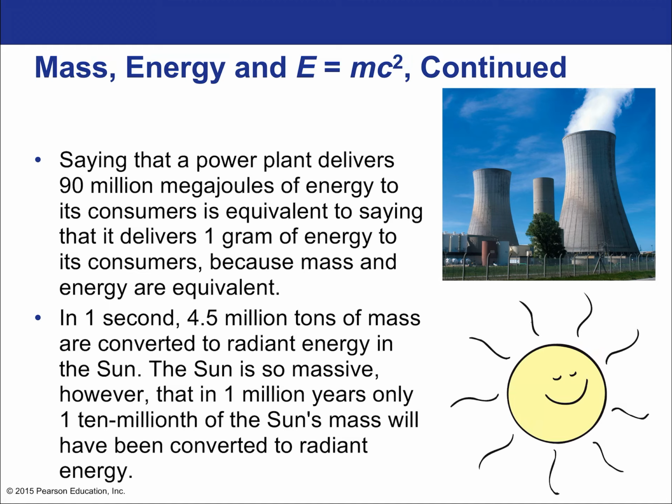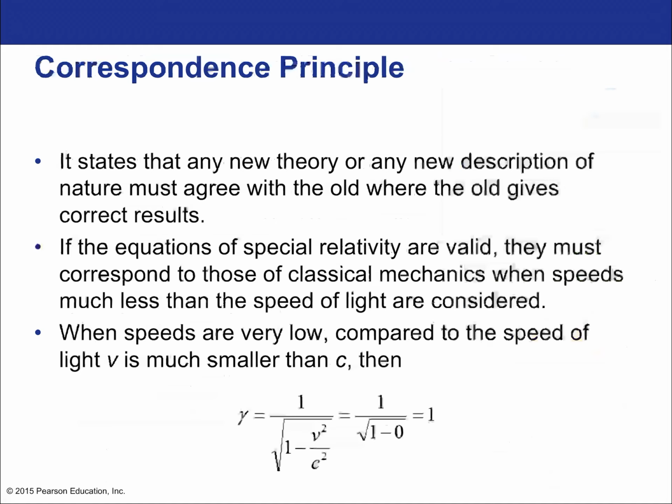In 1 second, 4.5 million tons of mass are converted to radiant energy in the sun, okay? The sun is turning matter into energy. The sun is so massive, however, that in 1 million years, only 1/10,000,000th of the sun's mass will have been converted to radiant energy, okay?